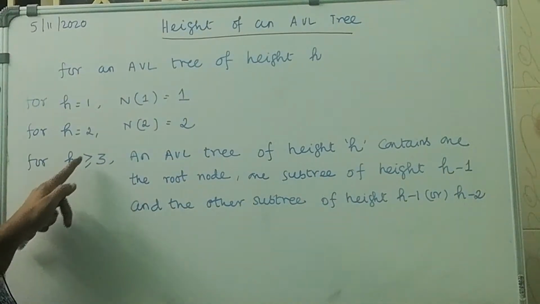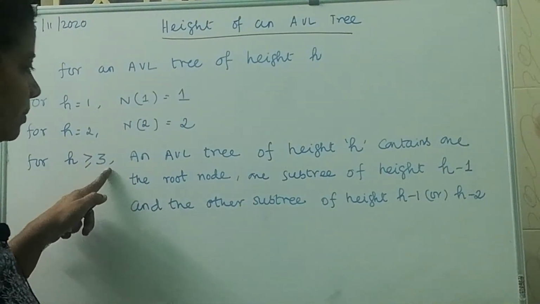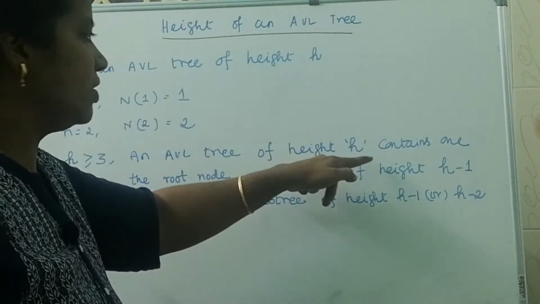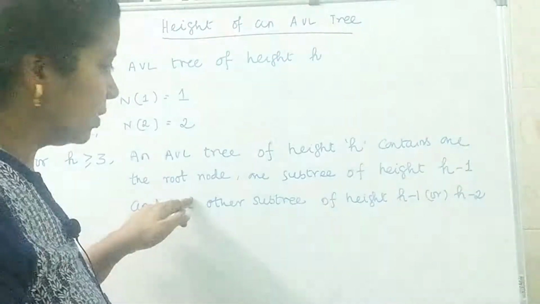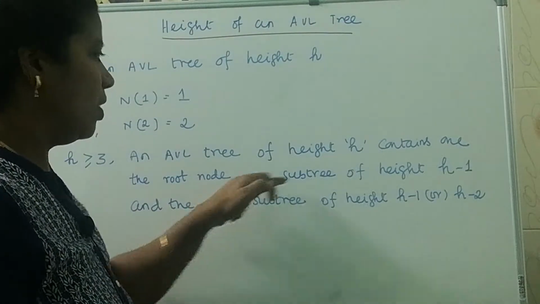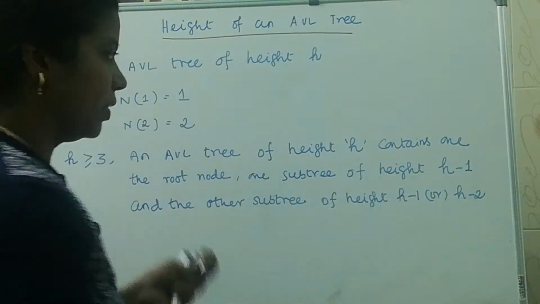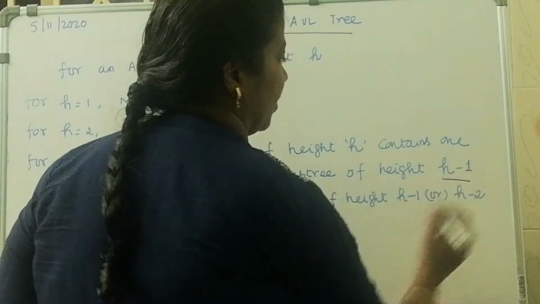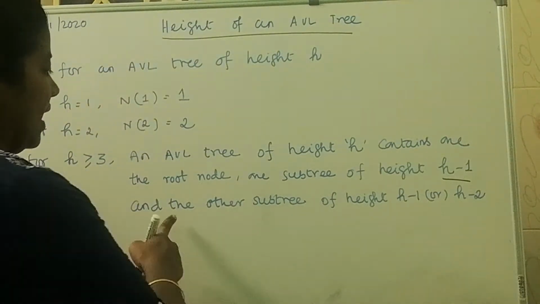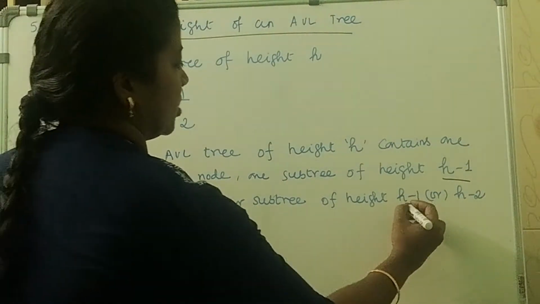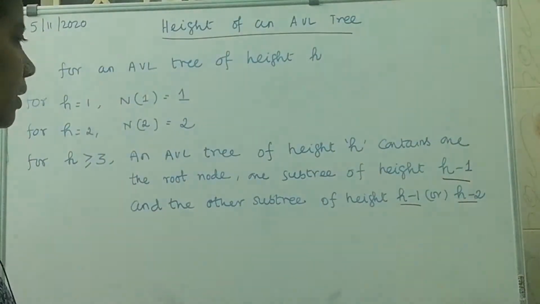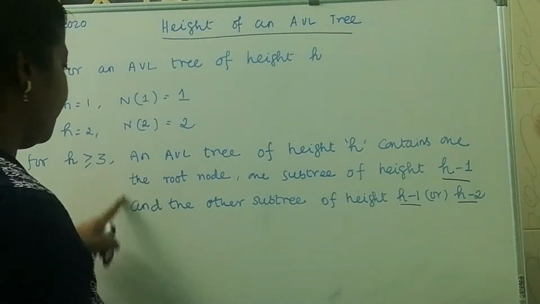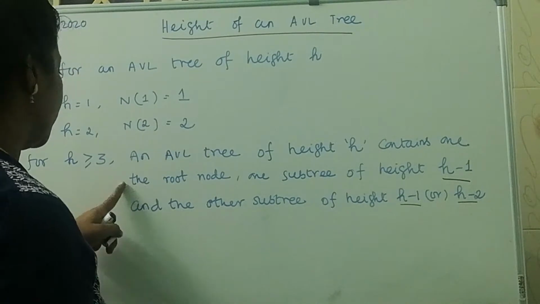For h greater than or equal to 3, an AVL tree of height h contains one root node, one subtree of height h minus 1, and the other subtree of height h minus 1 or h minus 2. Let me elaborate on why this is true.